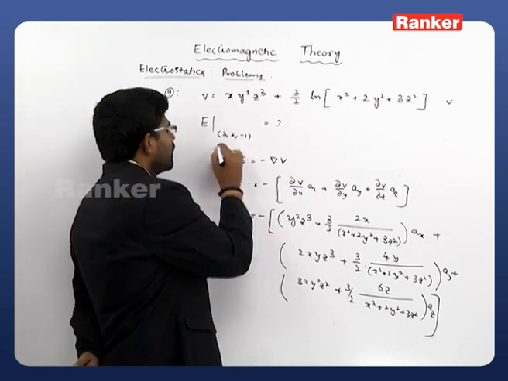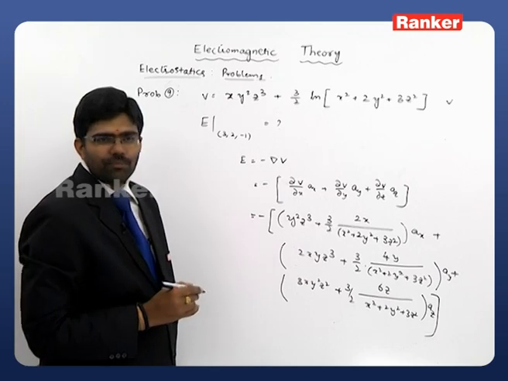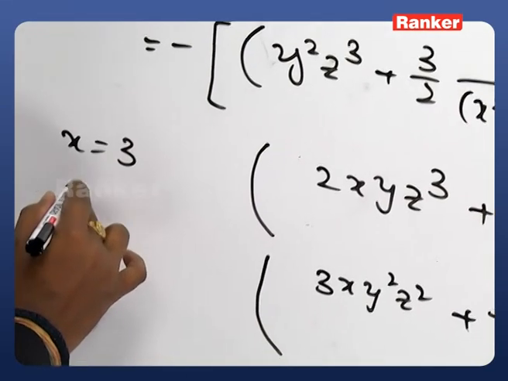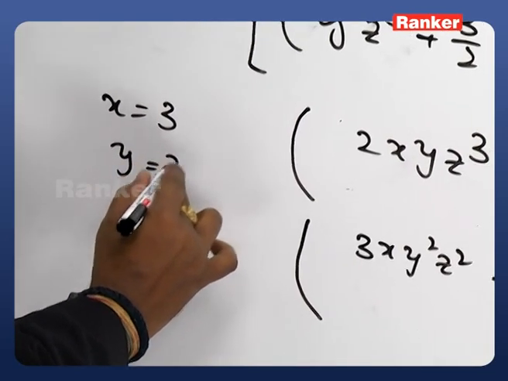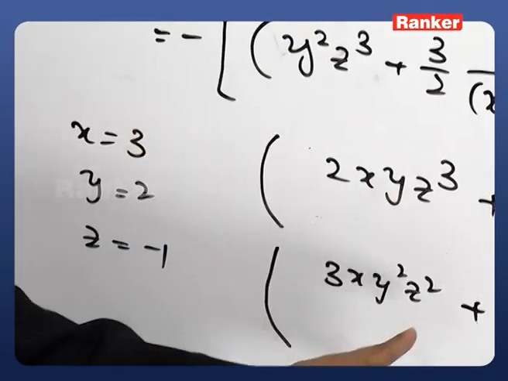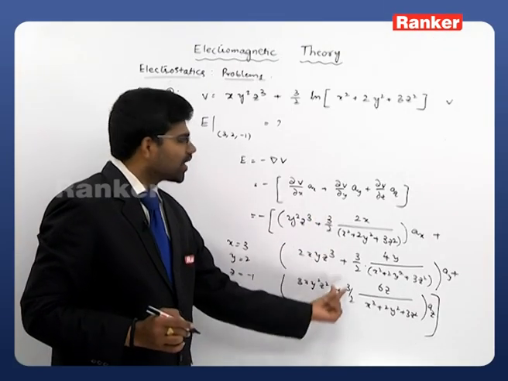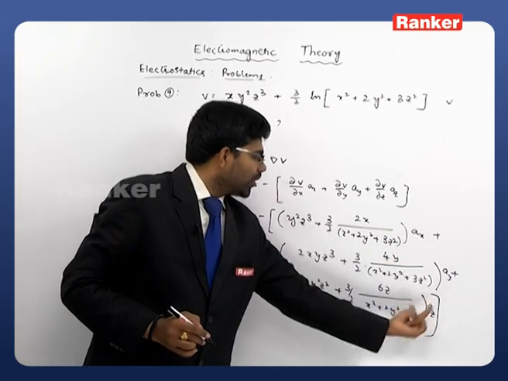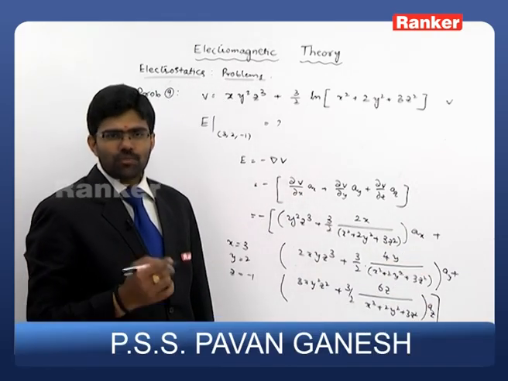Now the electric field intensity will be calculated at (3, 2, -1). So instead of x substitute 3, instead of y substitute 2, instead of z substitute -1. Using a calculator, after substitution we will get a simplified value for the electric field intensity in terms of ax, ay, az. That is the solution for that one.